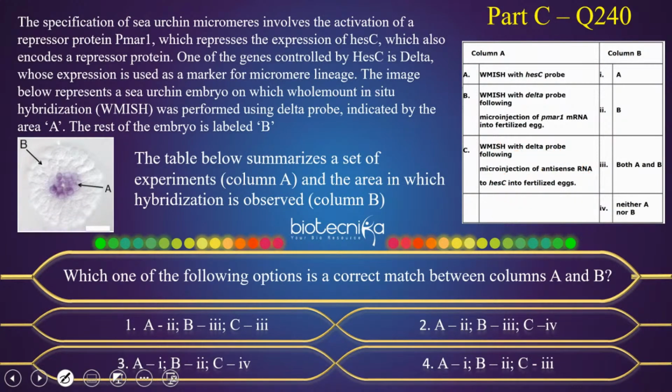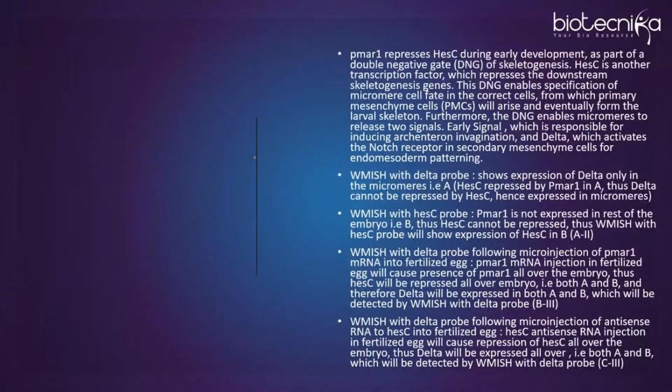Now, HESC was supposed to be present where? First of all, you have micro-injected that antisense mRNA everywhere in the entire fertilized embryo. So HESC was present earlier in the entire rest of the embryo, except this area, right? But what you have done, there also you have put antisense mRNA. Means where it was supposed to be present, there also now it is not present. And then you have done with delta probe. So delta probe means what? If HESC is not there, then delta will be present here also. Correct? So that's why the correct answer will be option 1.